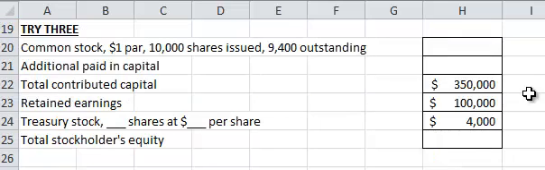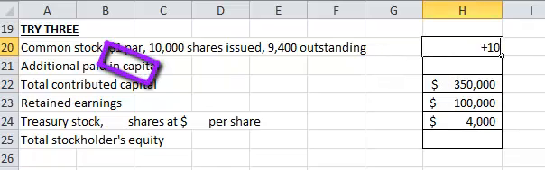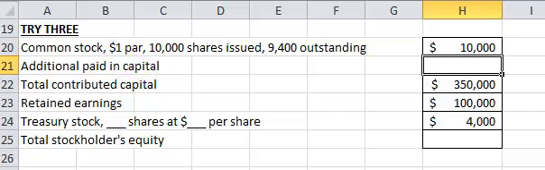So here we are. We got $350 total contributed capital. We have to split that into par and excess of par. For this particular example, we have $1 par. So for each of the 10,000 shares that were issued, we would just multiply it times 1. The remainder would go in here. So everything above par, and we received $350 total when we issued shares, so the rest of it would go in there. Again, the retained earnings is there.